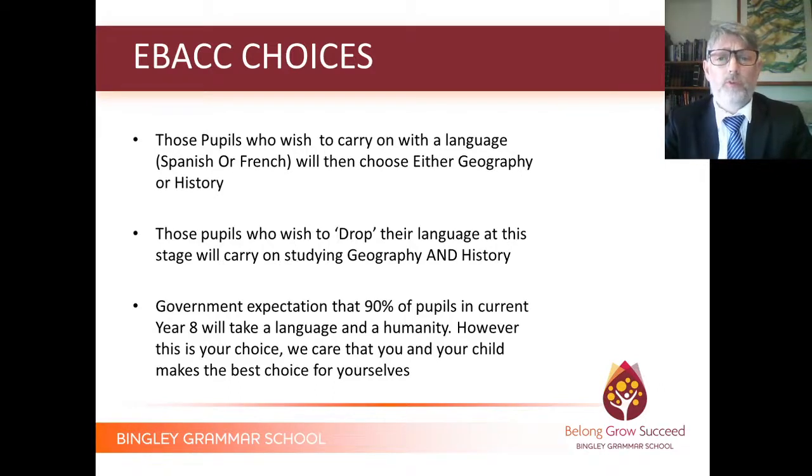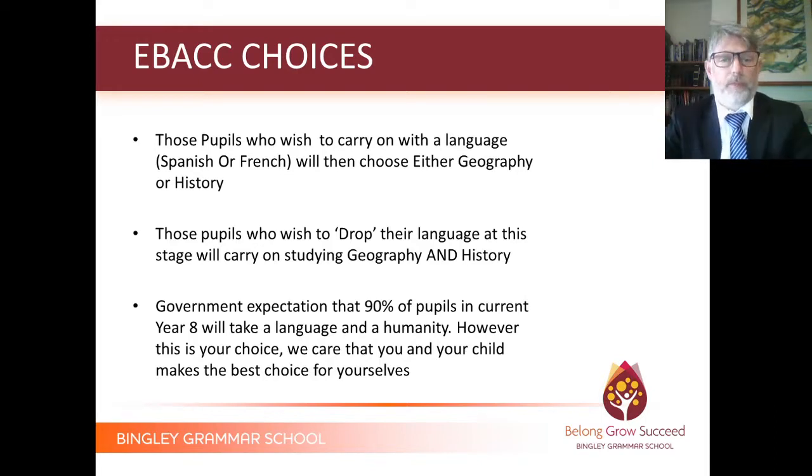Okay, so pupils who wish to carry on with your language, either Spanish or French, can choose to study either geography or history. Now, at this stage, what that would mean is someone who carried on with, for argument's sake, Spanish, then chose geography, would in fact be dropping the history. For those pupils that do drop history, or in fact drop geography, at that stage, there may be a possibility of them picking that other subject up when the full options choices happen in year 10.